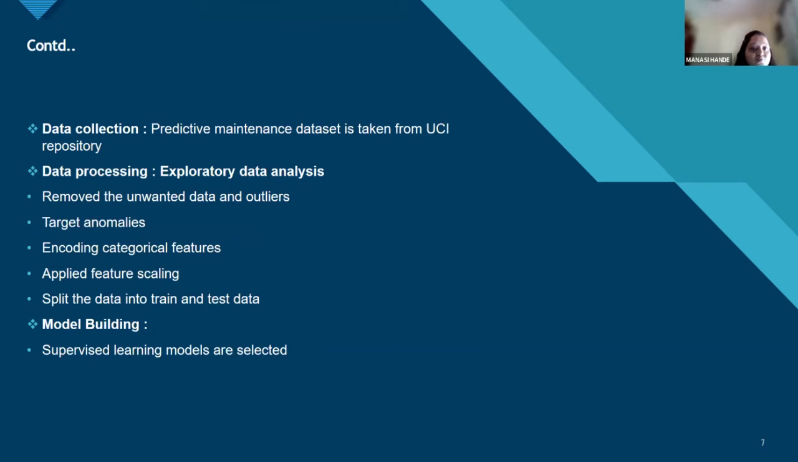As I said, the data collection was done from the UCI repository. In the collected data, we need to process the collected data. The exploration of the data starts by checking that each entry is unique and there are no duplicates in our data. As I continued with the exploratory data analysis, we found that there were no missing values and no duplicate values. Then we need to remove the outliers.